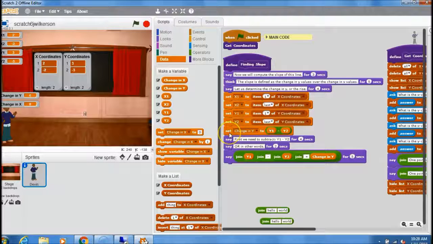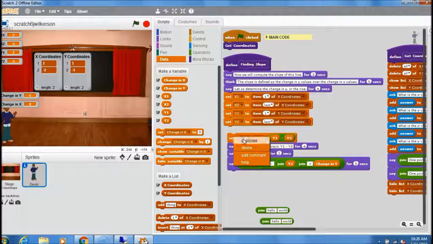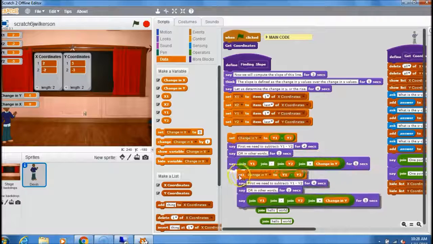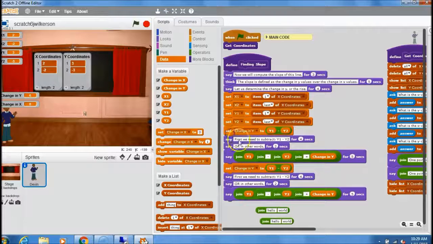Alright, so I'm going to go ahead and just repeat this part. I've found the change in y. I'm going to separate this and duplicate that just to save myself a little time. Add it to that, because I want to do two things. I've done change in y. Let's do change in x now.